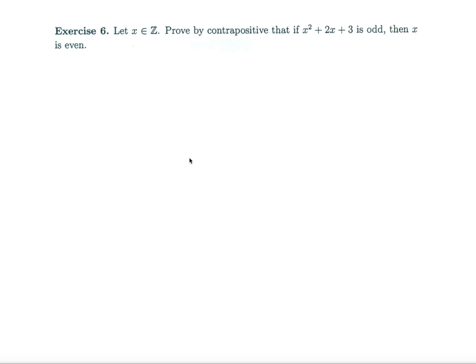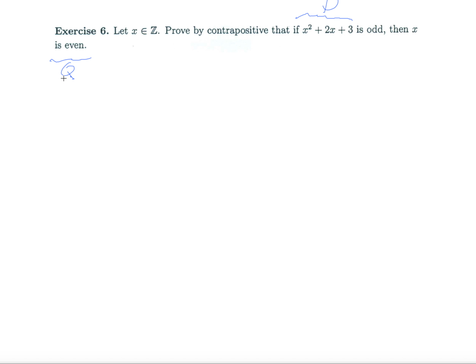A new example, which is a new concept: the proof by contrapositive. The question is, let x be in Z, the integers. Prove by contrapositive that if x squared plus 2x plus 3 is odd, then x is even. We start by saying that this statement is p and this statement is q.